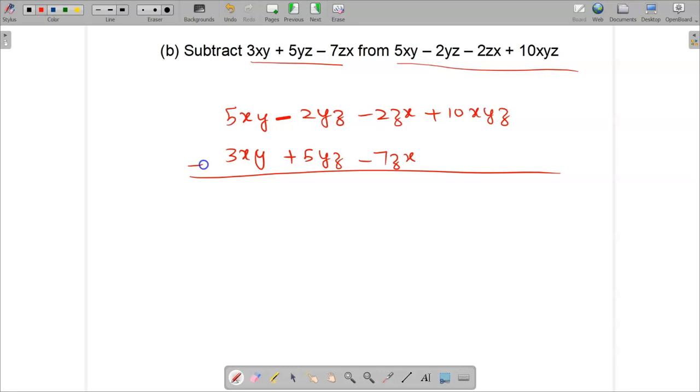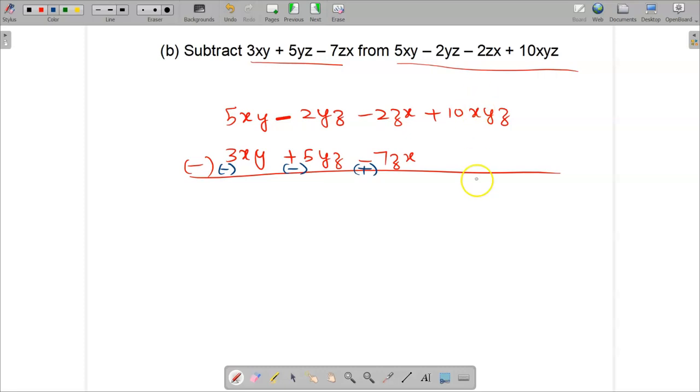Then again, since it is subtraction, each and every term in the second expression I need to change the sign. Plus will become minus, plus will become minus, minus will become plus. Each and every term I need to change the sign.